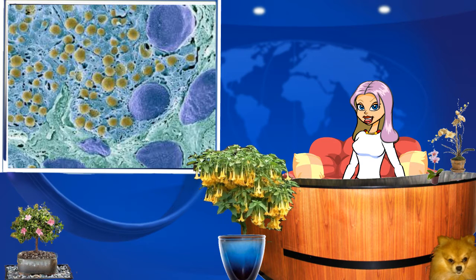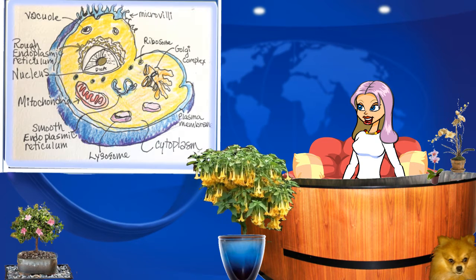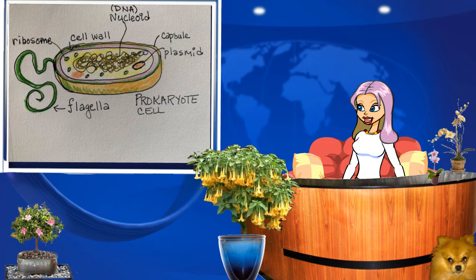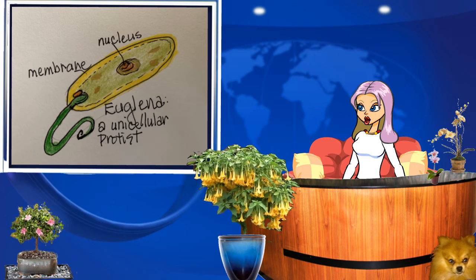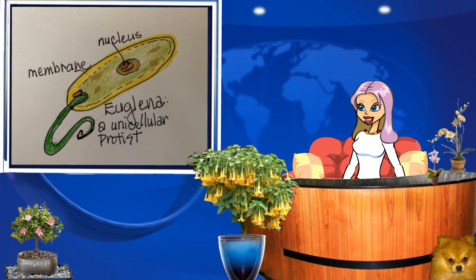All organisms are made up of one or more cells, but what kind of cells? There are two types of organisms, prokaryotes and eukaryotes. Prokaryotes are made up of a single prokaryotic cell. Eukaryotes are made up of one or more eukaryotic cells. Prokaryotic cells do not have a nucleus or membrane-bound organelles. Eukaryotic cells do have membrane-bound organelles, including a nucleus.